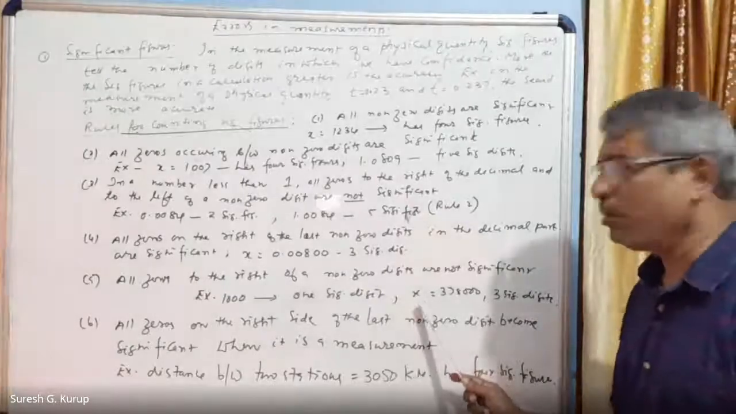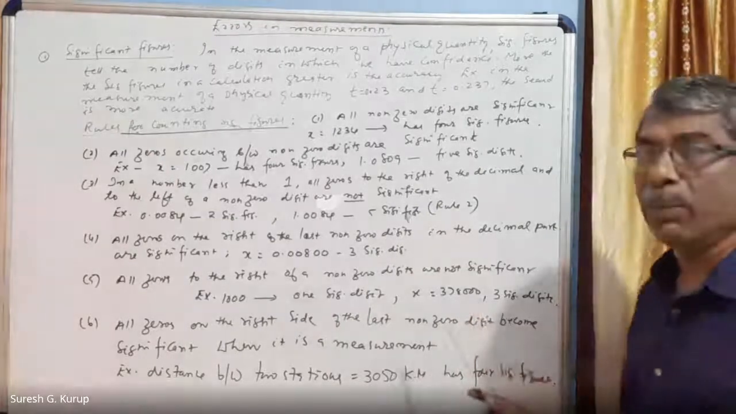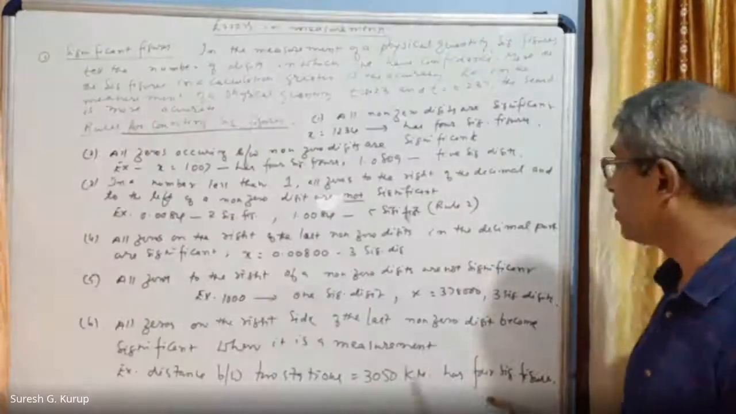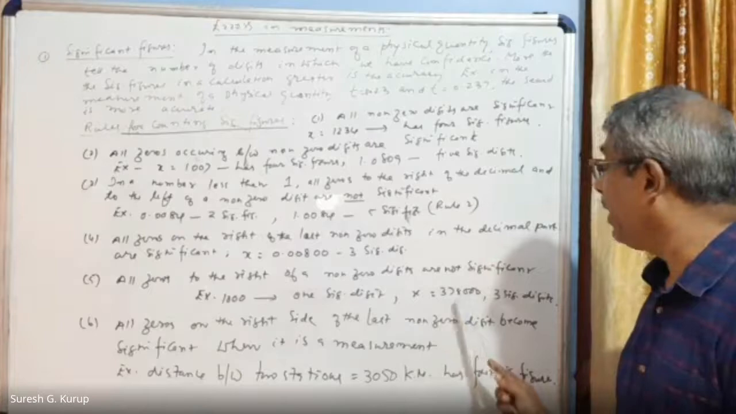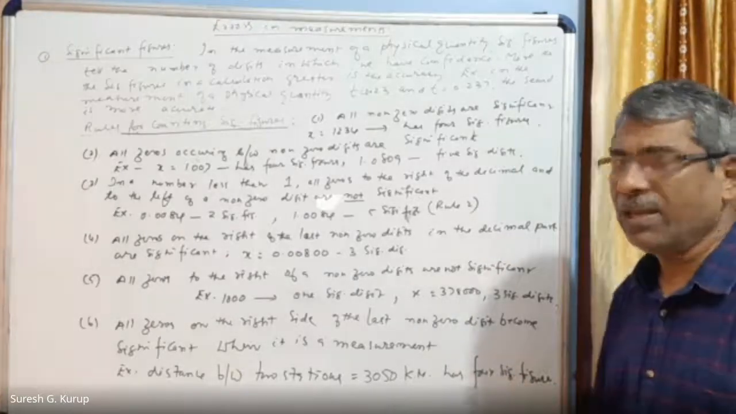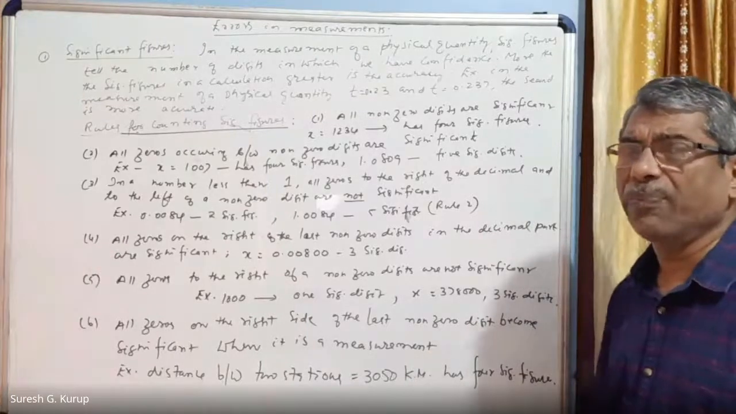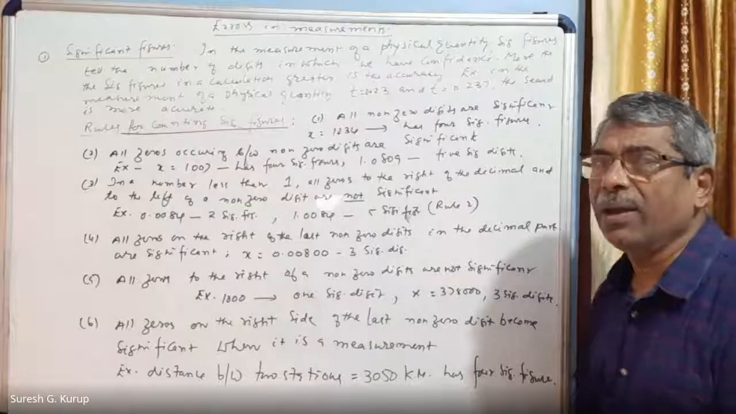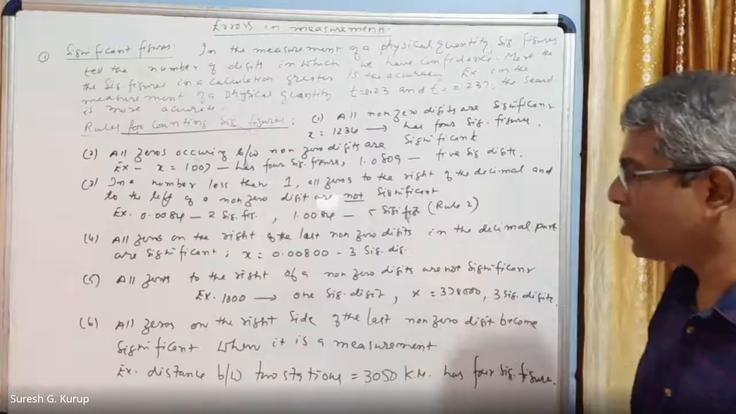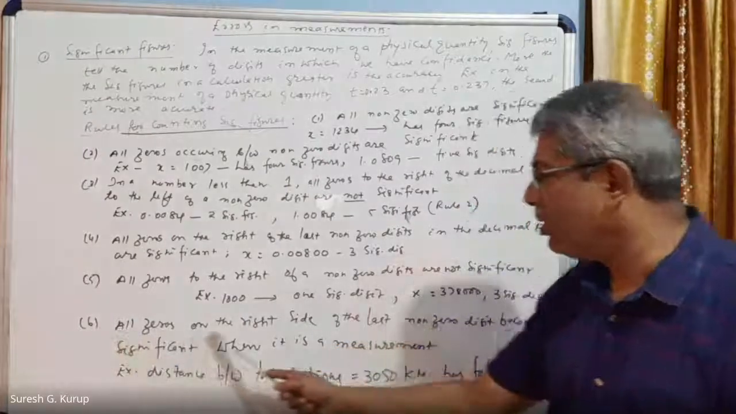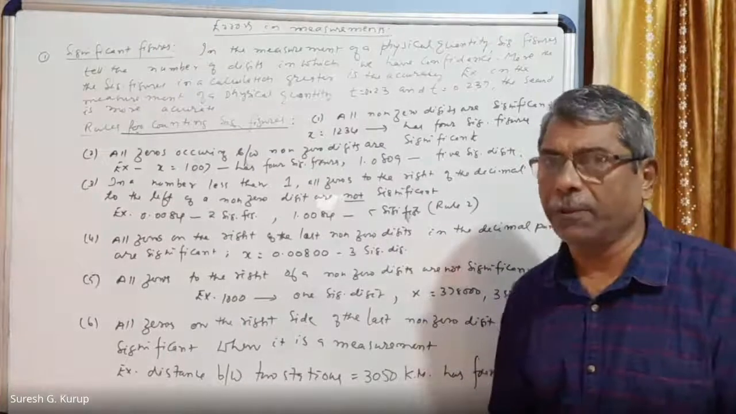In another example, x is equal to 378,000. In this number, we have only three significant figures. Why? Because these three zeros are on the right side of the last non-zero digit. So this number has three significant digits. These are the rules using which we can count the number of significant digits in the final result of a calculation.